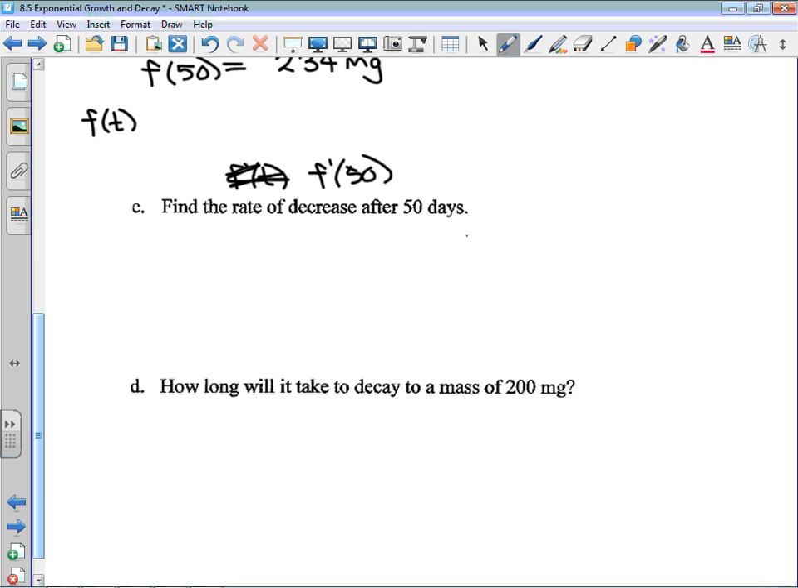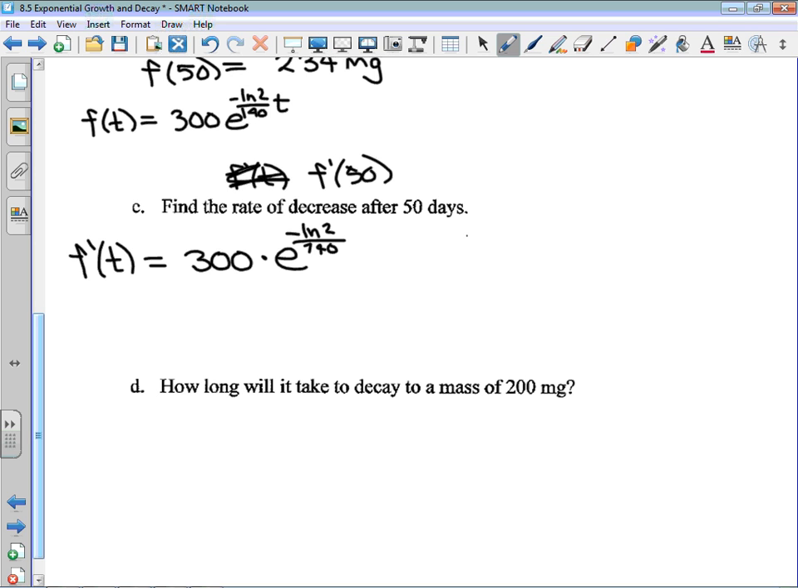f of t was 300 times e to the power of negative natural log of 2 over 140 times t. So f prime of t is going to be 300 times e to the power of the same thing. And this does confuse students quite a bit, that it appears the derivative hasn't done anything, but we have to multiply by the derivative of the exponent, which is negative ln 2 over 140. And now when we plug 50 into that, I find that f prime at 50 is negative 1.2. Now, what that means is that it's losing 1.2 milligrams per day due to that radioactive decay.